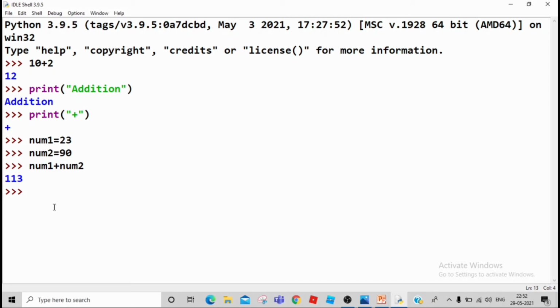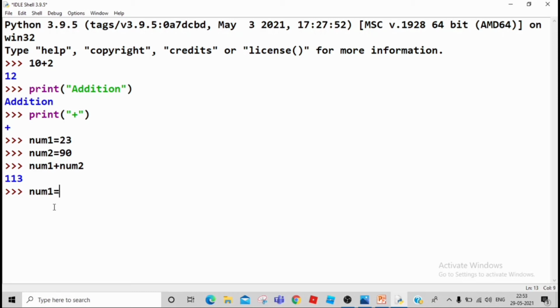Now let's proceed with the subtraction operator. So what's a subtraction operator, you might be wondering. So I'm going to tell you, the subtraction operator subtracts the second value from the first and gives their difference. When it subtracts the second value from the first, the second value doesn't change but the first value changes, like this.